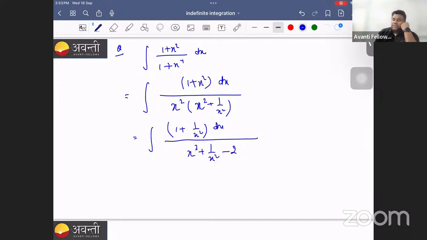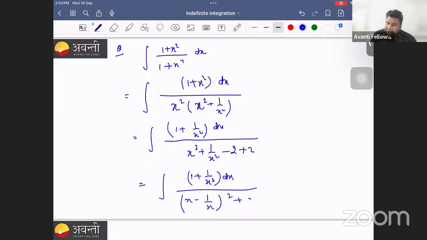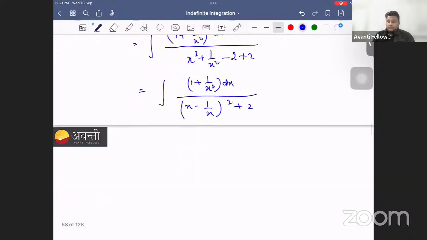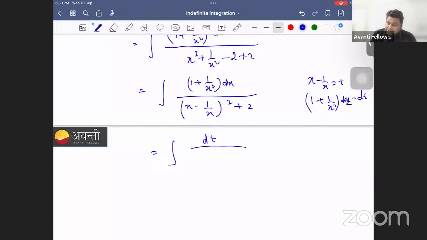I subtract 2, I plus 2. Which one I consider for completing the square? That depends on the numerator. So it is 1 plus 1 upon x square dx. In the denominator it is x minus 1 by x whole square plus 2. Now let us assume x minus 1 by x is t. So 1 plus 1 by x square dx is dt. So it is dt upon t square plus 2.